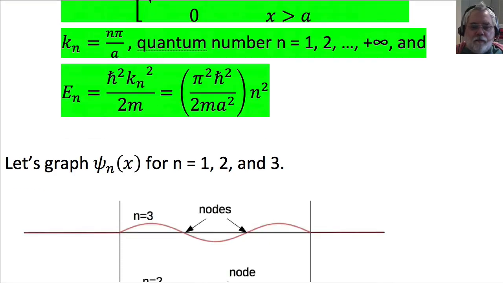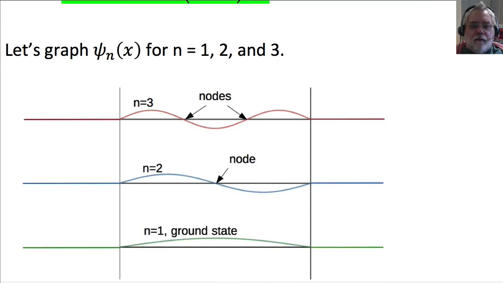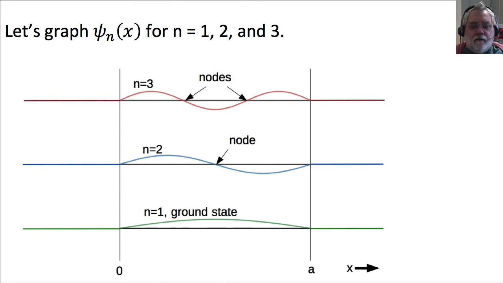Let's graph the wave functions for n equals 1, 2, and 3. I'm not putting any numbers on the vertical axis here. So I'm showing the shape, but I'm not putting in numbers. So the horizontal axis inside the well is 0 to a. Greater than a is outside the well, and the wave function is 0. Left of 0 is outside the well, and the wave function is 0. But inside the well, the wave function is sinusoidal, as we saw.